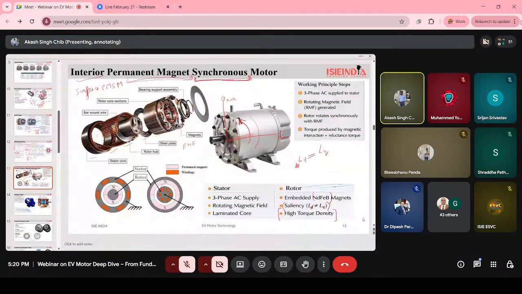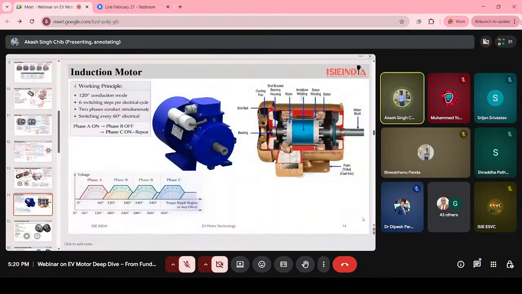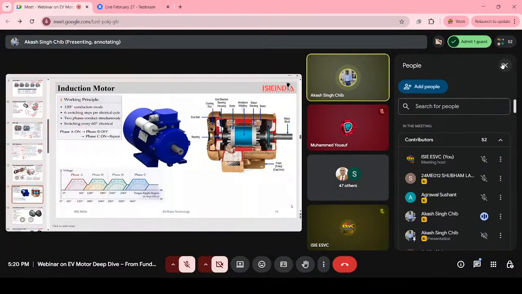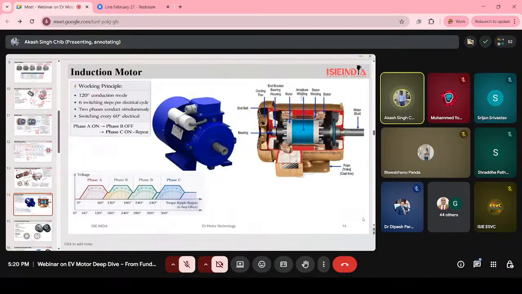All right. Now we will study the induction motor. Basically, this motor doesn't use permanent magnets. In the BLDC, we use permanent magnets. In the PMSM motor, we use permanent magnets. But in the induction motor, we are not using permanent magnets. It works on the electromagnetic induction principle. And how does it work on the electromagnetic induction principle?